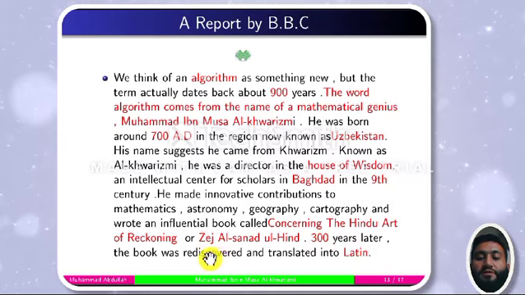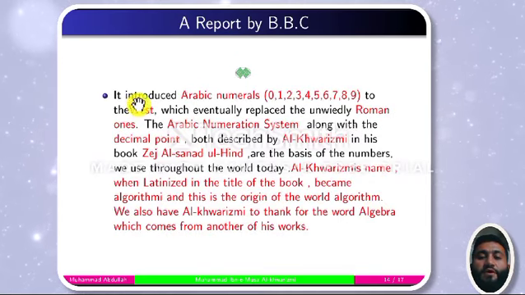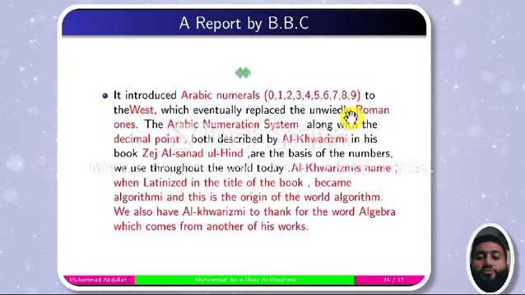300 years later, the book was rediscovered and translated into Latin. It introduced Arabic numerals to the West, which eventually replaced the unwieldy Roman ones. The Arabic numeration system, along with the decimal point, both described by Al-Khwarizmi in his book, are the basis of numbers used throughout the world today. Al-Khwarizmi's name, when Latinized in the title of the book, became Algoritmi, and this is the origin of the word algorithm. We also have Al-Khwarizmi to thank for the word algebra, which comes from another of his works.